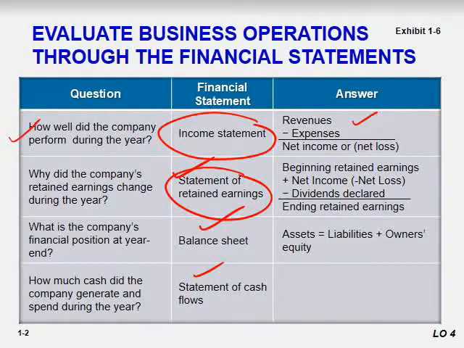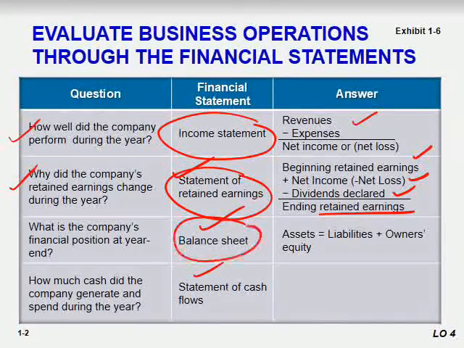The statement of retained earnings shows why the company's retained earnings changed during the year. It means how much additional retained earnings is added from the beginning of the year due to this year's business operations. So the formula is beginning retained earnings plus net income minus the dividends that you paid or declared to be paid to the stockholders, and you get the ending retained earnings.